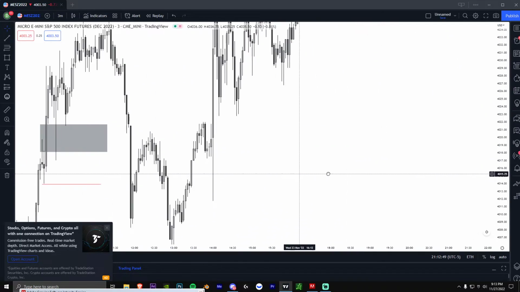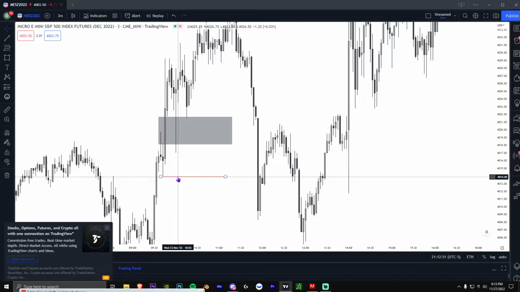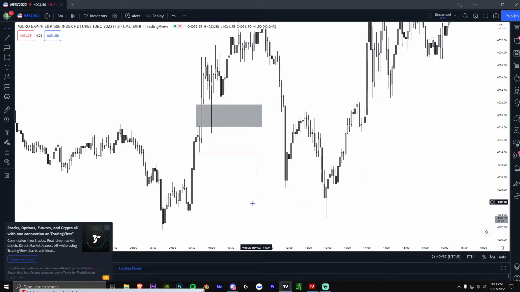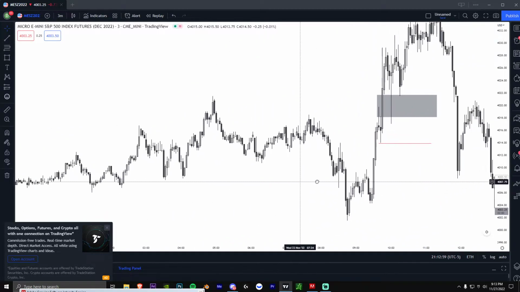So it does match up with the 3-minute structure, so this would be a great stop loss, okay? This is the 5-minute order block as well as the 3-minute swing low. This is a stop loss instead of way down here, okay? So that is how I usually place my stops.